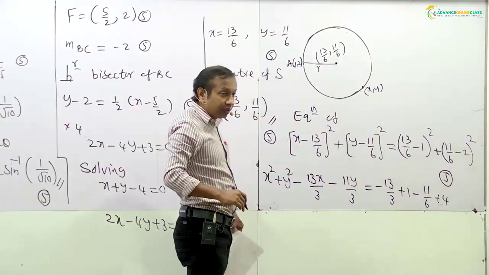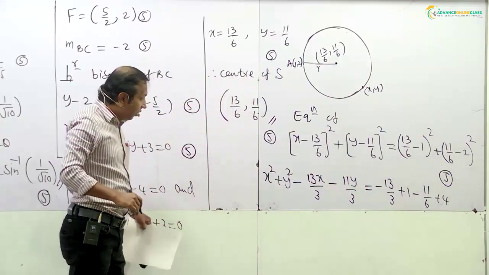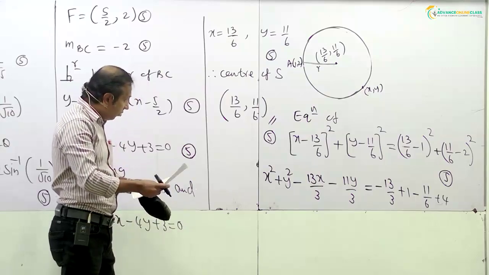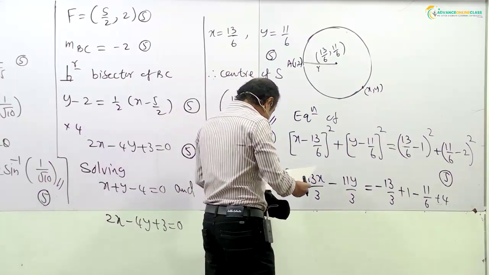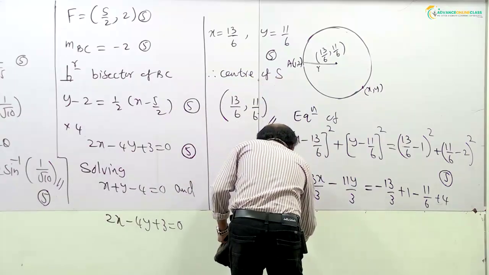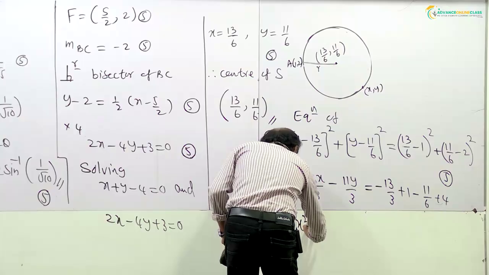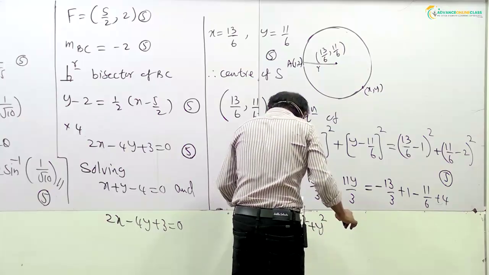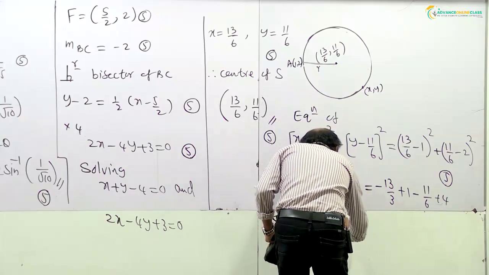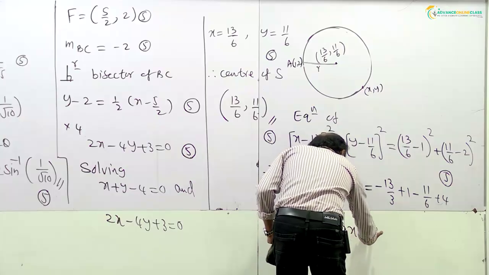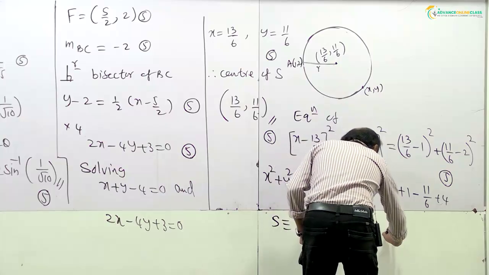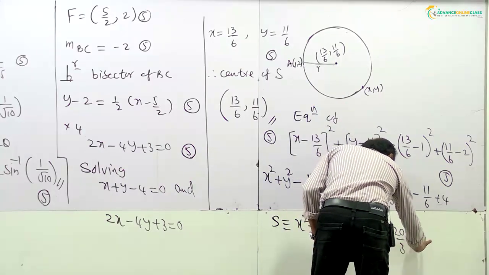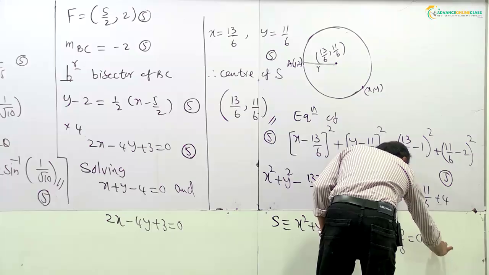Okay? Correct, no? Yes. When you simplify this, people, you get the S like this. x squared plus y squared minus 13 over 3 x minus 11 over 3 y plus 20 over 3 equals 0. All right. For this, you get finally 10 marks.